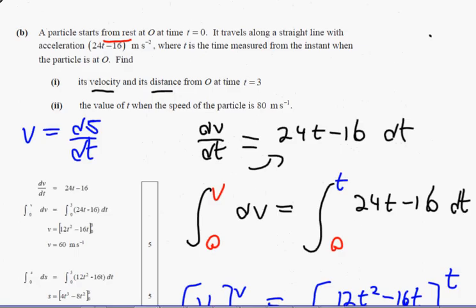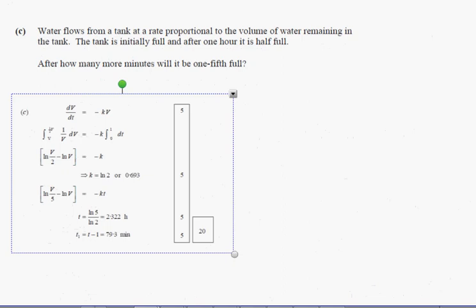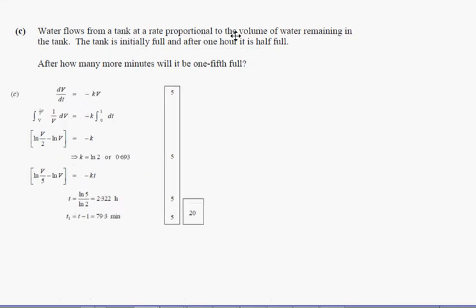So now we're on differentials part C on 2013. Water flows from a tank at a rate proportional to the volume of water. The key thing there is proportional, not equal. Of the water or volume remaining in the tank. The tank is initially full, and after 1 hour is half full. How many more minutes will it be 1/5 full?